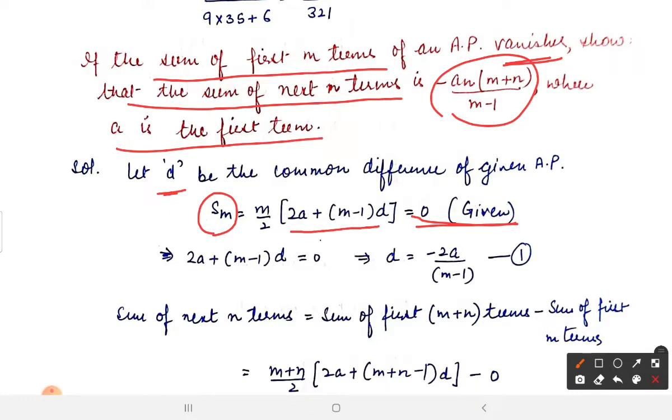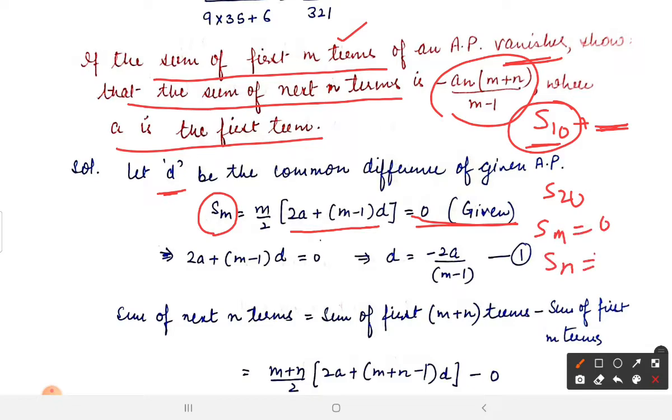What is given to us? We have the sum of m terms as 0. We need to find the sum of next n terms. It is like we have been given the sum of first 10 terms and we want to find the sum of the next 20 terms. Means the sum of first 10 terms is given to us and we need to find the sum of the next 10 terms. So we have been given Sm, which is 0. We want to find Sn, the next n terms. So how many total terms are there?